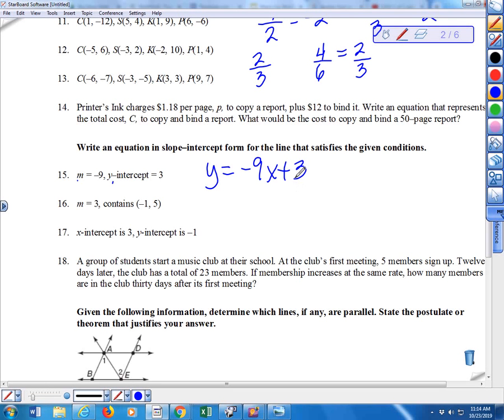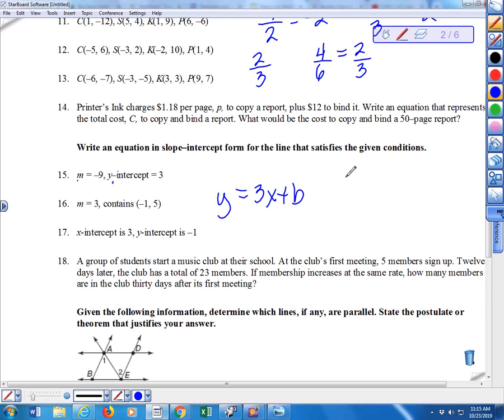b is your y-intercept. So if they give you the slope and the y-intercept, you just write the equation straight from what they give you. Okay? Now this one contains a point. So I know it's going to be 3x plus some y-intercept, and this point is not the y-intercept, so it's not going to help me. So what do I do when they give me a point? Yeah, just plug the point in for x and y.